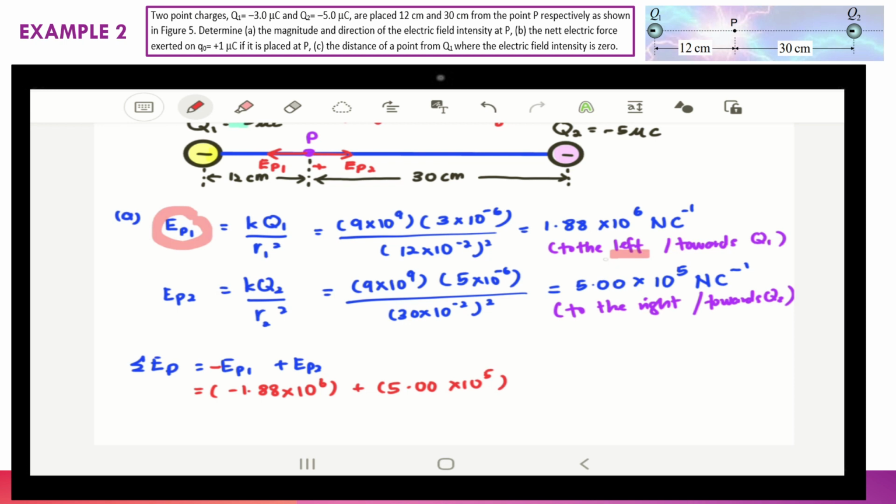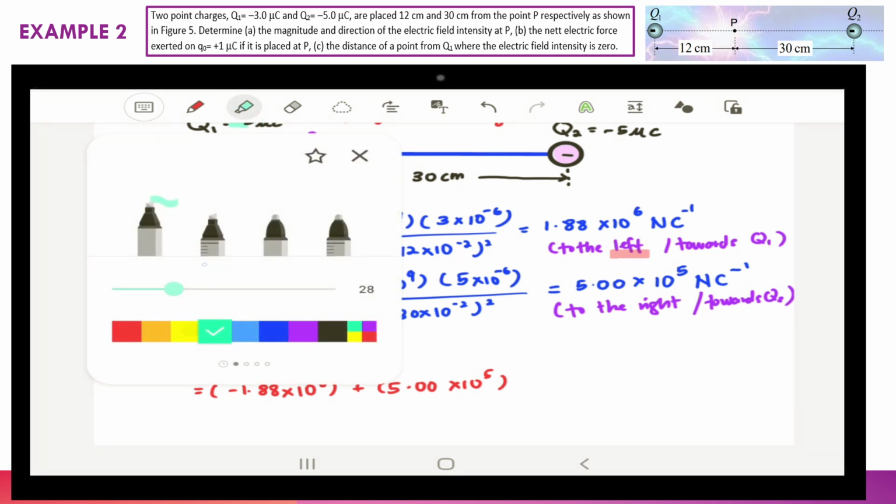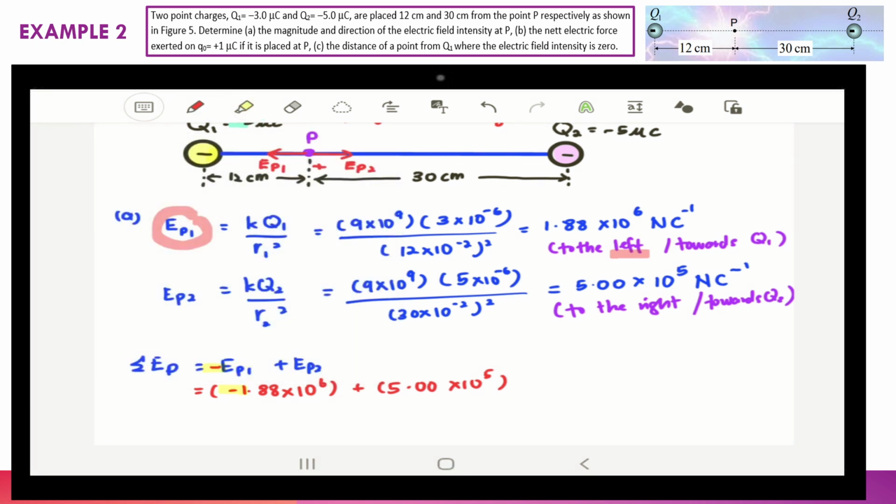If you can see here, we have two different directions. 1.88 times 10 power of 6 is the magnitude of the electric field at point P due to charge 1, but the direction is to the left. So when you total up the electric field strength at point P, make sure you consider the negative sign as the direction is to the left. So the answer is negative 1.38 times 10 power of 6 Newton per coulomb. Now the magnitude of the electric field strength at point P, or we can write it as EP.